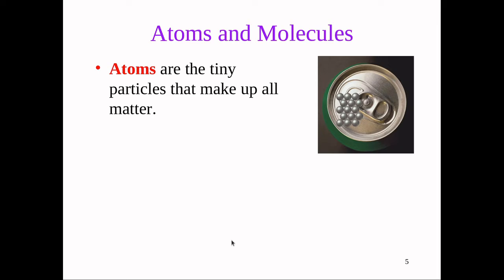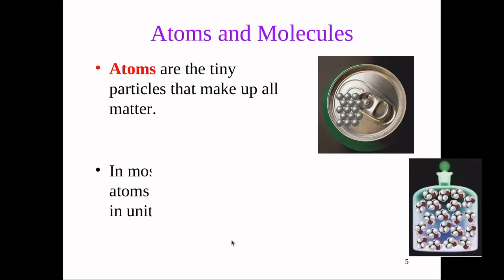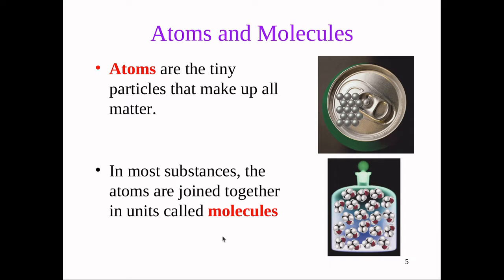So atoms are the tiny particles that make up all of matter. And when they start to join together into discrete little units, we call those molecules. Okay, so we start with a set of atoms. We'll see there's only so many different types of atoms, and then they start to bind together to form these molecules through a process we call chemical bonding. And all the different types of molecules you can make then are what allow us to have all the different types of matter that we see in our world.